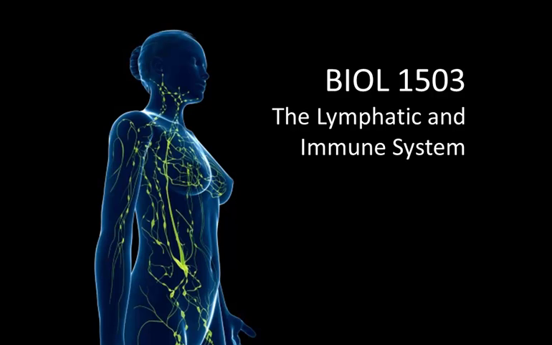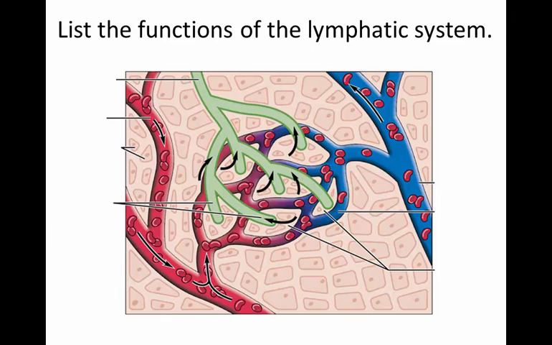Unit 13 is the lymphatic and immune systems. Let's start by listing the functions of the lymphatic system.